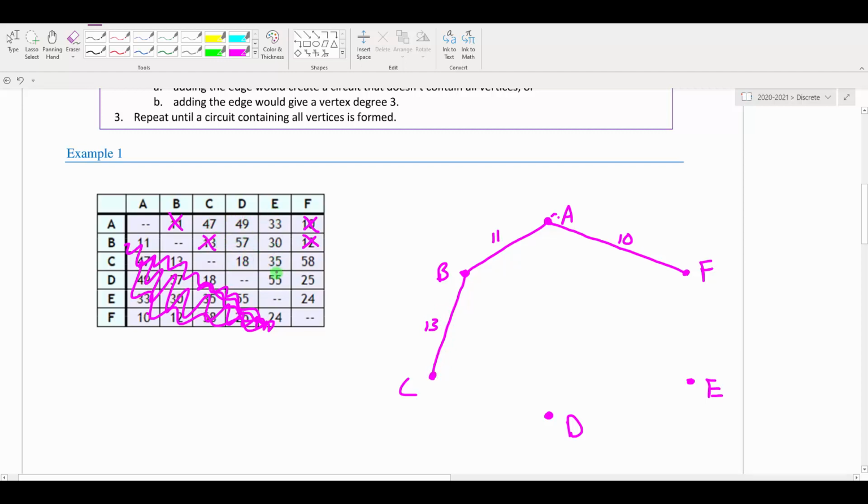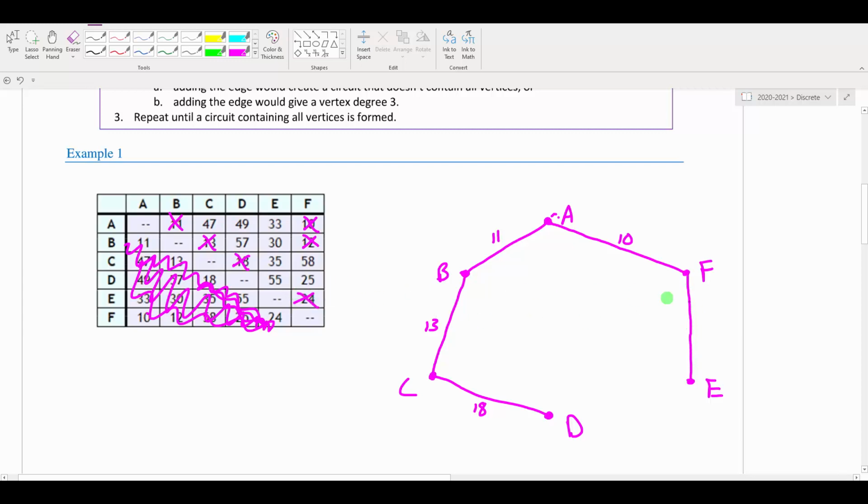Right. Next cheapest edge is 18 going from C to D. Okay, so if I connect C to D, that shouldn't cause any problems. No degrees of 3 and no completed circuits. Right, so 18. Cross that off, and then we rescan looking for the next shortest edge. Looks like it's going to be this 24 going from E to F. So there's E to F. I don't see any issues with adding that into our circuit.